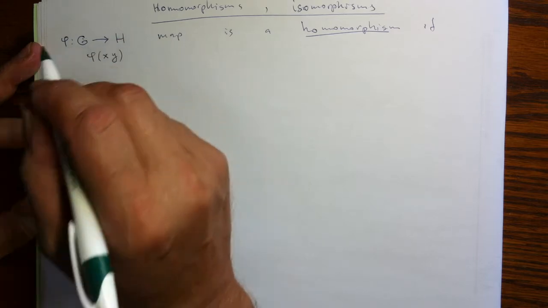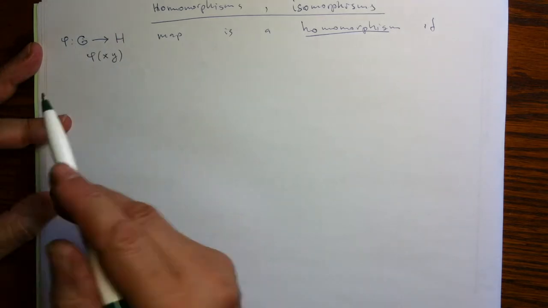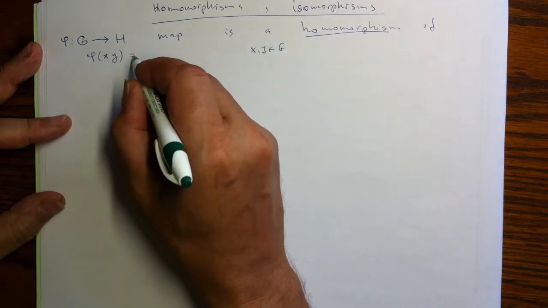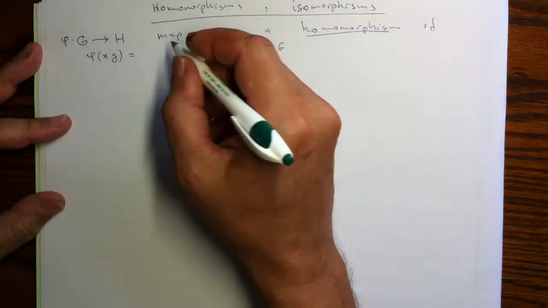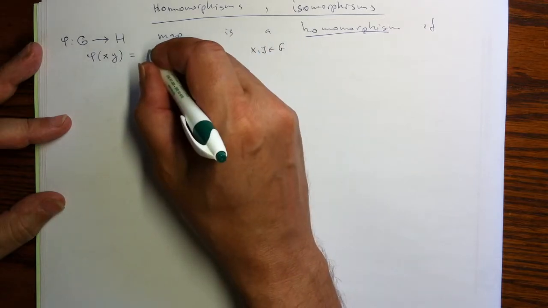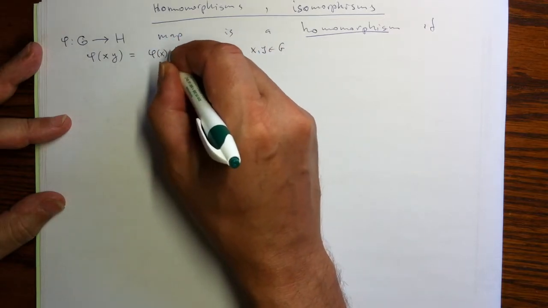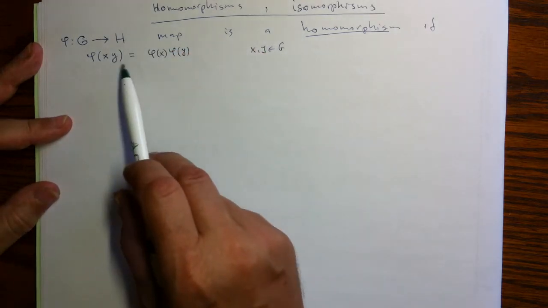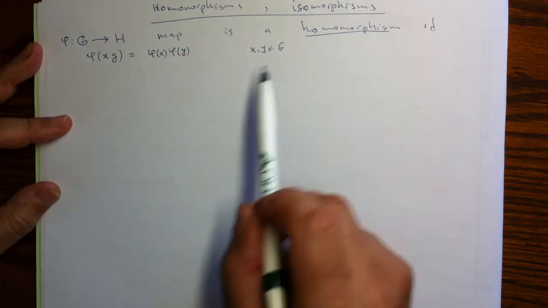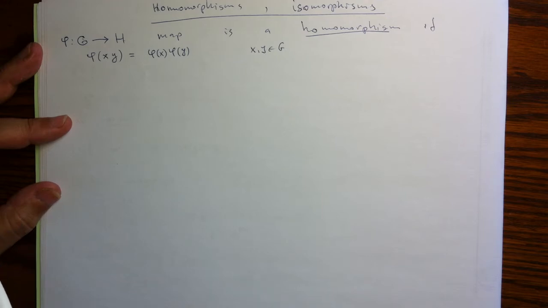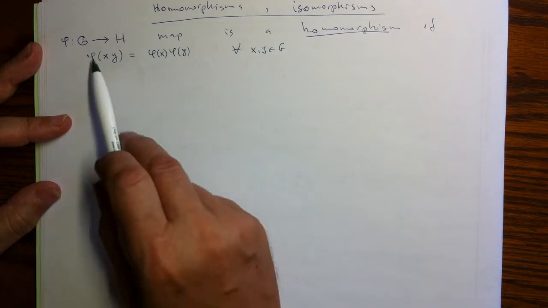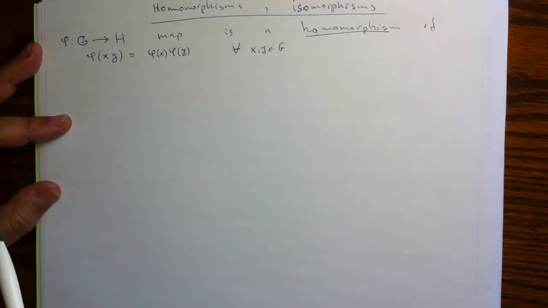So we compute the operation in G, that is x and y taken in G, and then we map the result to H. Alternatively, we could map x and y separately to H and then compute the operation there. The results have to coincide. That would make a map a homomorphism. So that is happening for all possible pairs of elements.